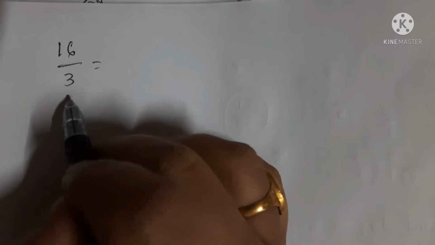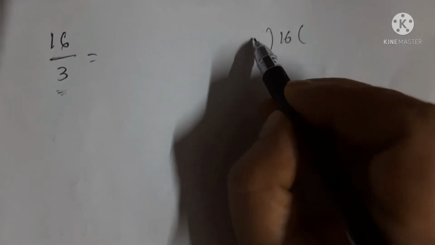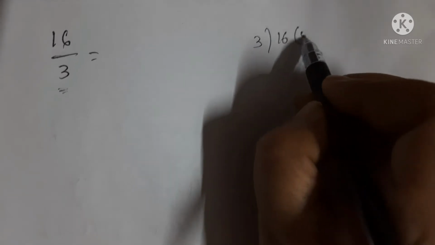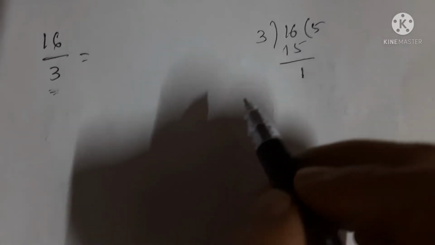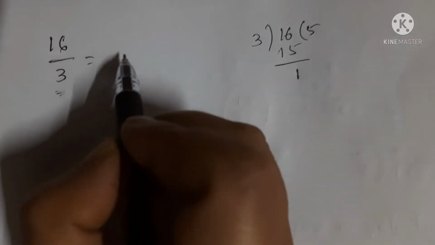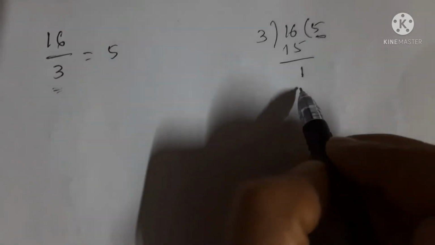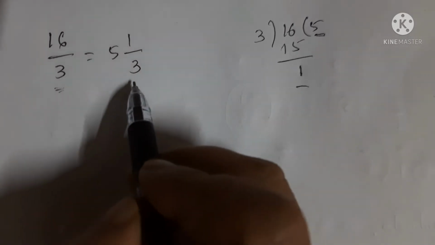If you need to change this improper fraction into a mixed fraction, then what will you do? The process is, with 3 you need to divide 16. 3 fives are 15. Here the remainder is 1. Now how will you write this number as a mixed fraction? First of all this 5, then the denominator 1, then this 3, like this.